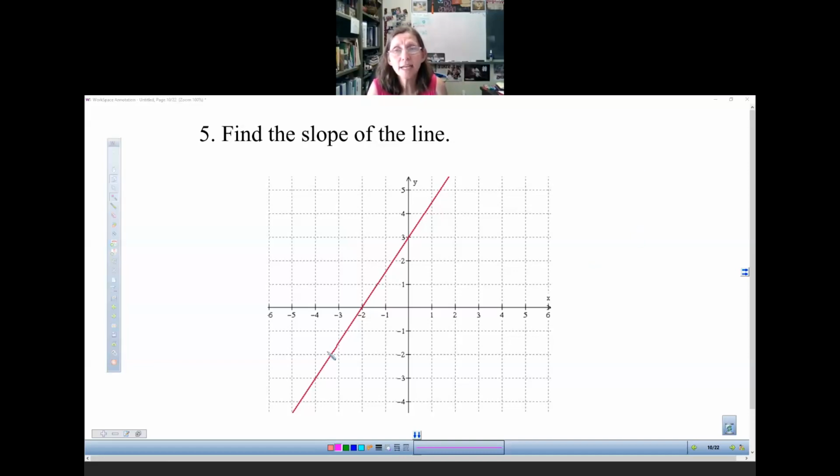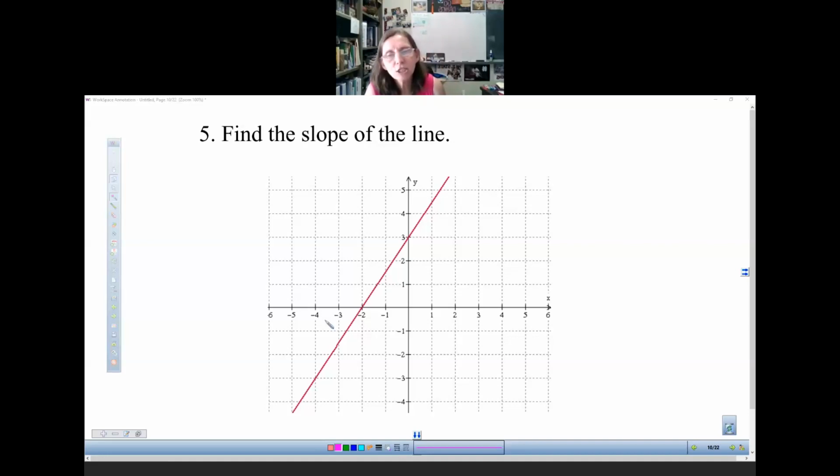It is positive. Excellent. So it is a positive slope because it is rising. That's going to be huge. If you have a multiple choice, you could eliminate everything that was negative, okay? Because you recognize that it's a positive slope. That's big. Okay. So how do I actually find the slope?